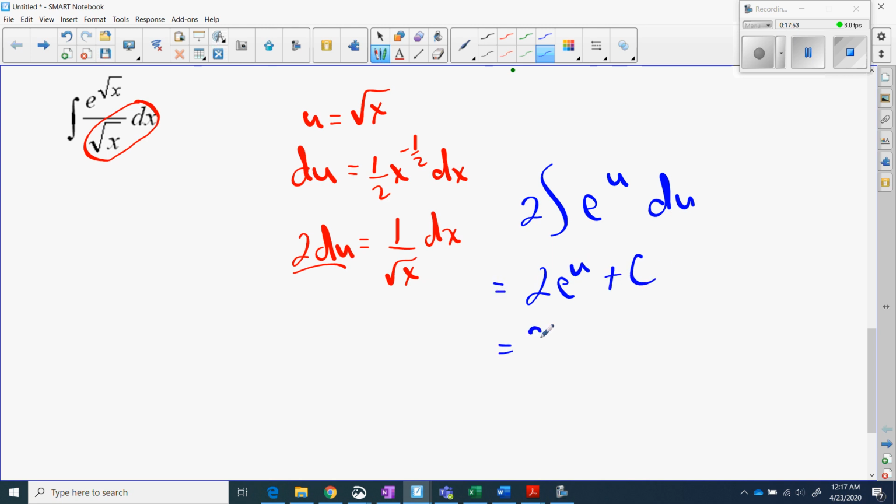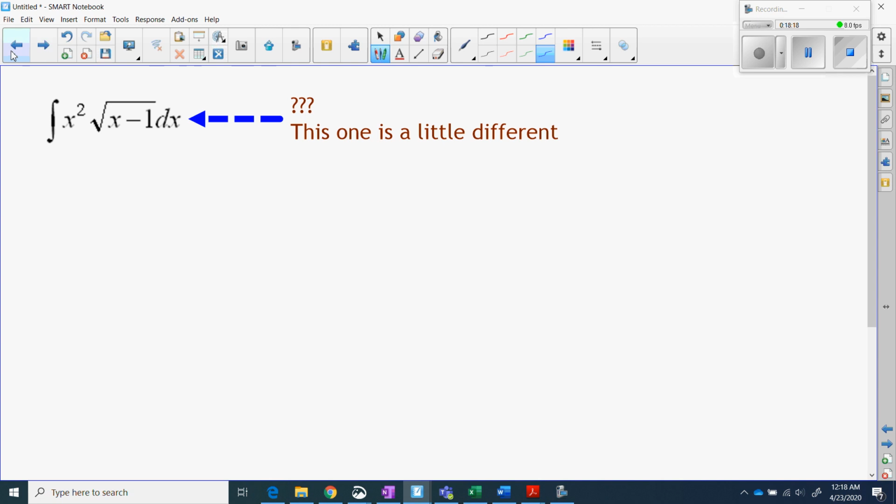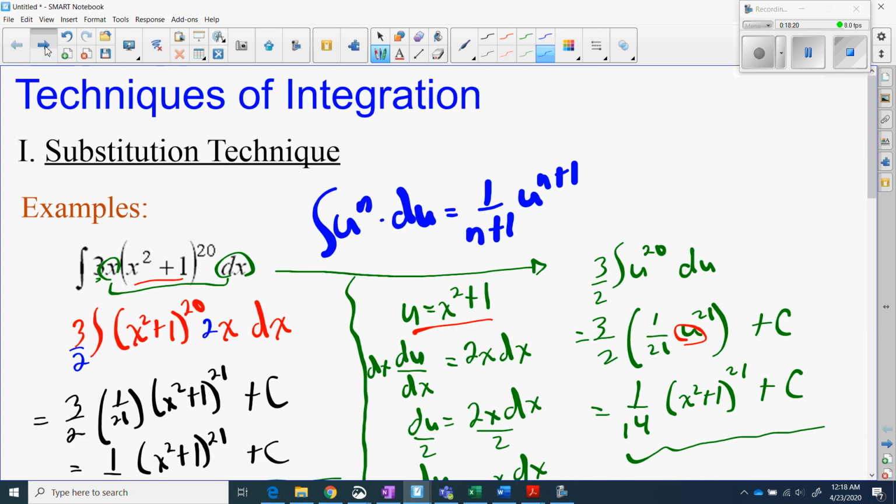Switch back to the x's. And now that would become root x plus c. And there's my substitution, and there's my answer to that integral. All right, so hopefully those three examples get you going with how this whole substitution strategy works. We're now going to progress along our examples here.